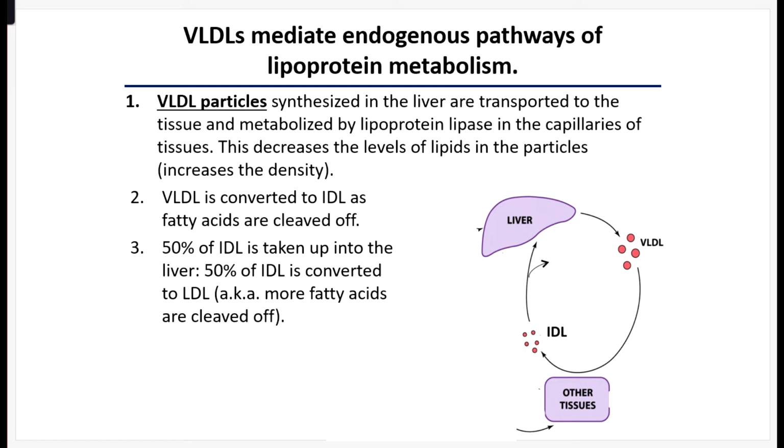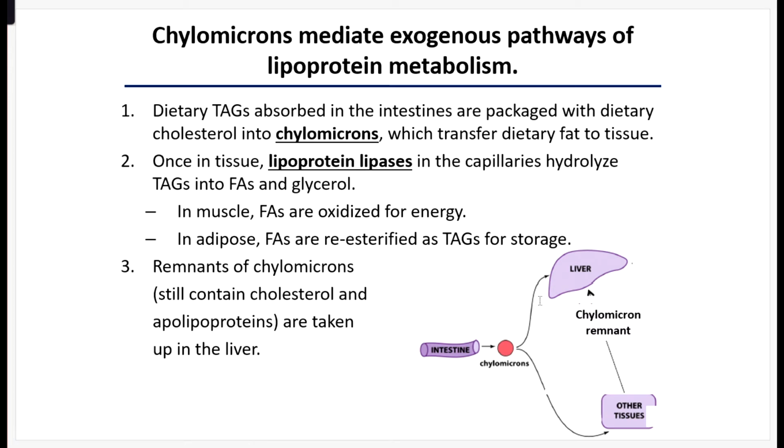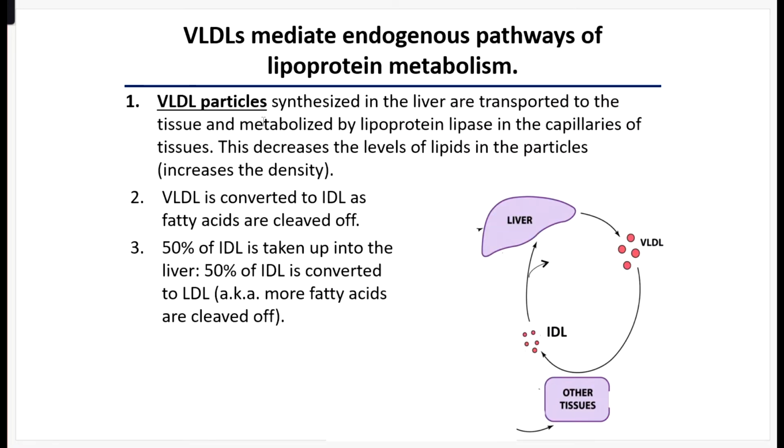Okay, so now let's talk about VLDLs, which is the lipoprotein that begins the endogenous pathway of lipoprotein metabolism. Once chylomicron remnants are brought to the liver, which is where lipoproteins and cholesterol and also fat are delivered, the liver will synthesize particles called VLDLs, which are transported to tissues and metabolized by lipoprotein lipases in the capillaries so that tissues can use them as a source of energy. So this is the endogenous pathway.